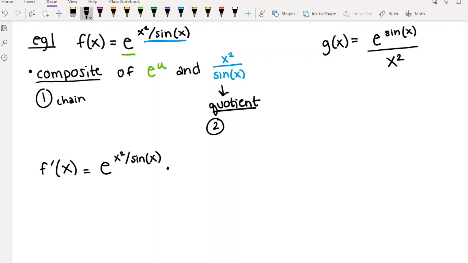Then we want to multiply that with the derivative of the inside function. So in the case of e to a power, the inside function is the exponent, right? So we want to multiply this with the derivative of the exponent. So I'll just write it like this. We're going to do x squared over sine of x, prime.